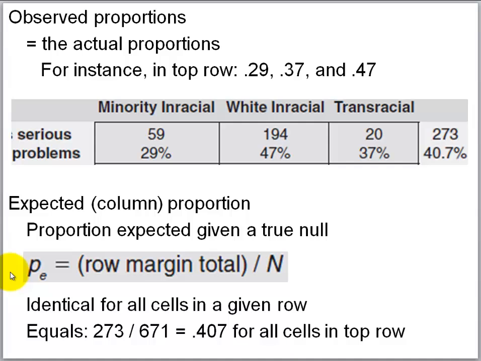Expected proportion is computed by dividing the row margin total by the sample size. Expected proportion is going to be identical for all cells in a given row. So it will be the same for each of these three groups in our example. For each of these cells, it will be 273, that being the row margin total, divided by 671, that being the n for the crosstab table. So that yields an expected proportion of 0.407, about 0.41 for each of the cells in the top row.